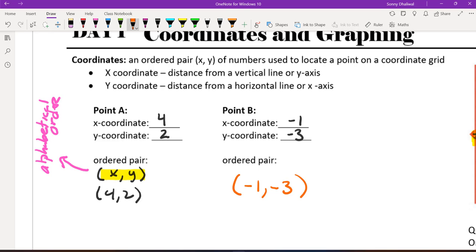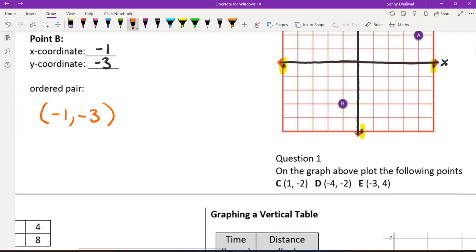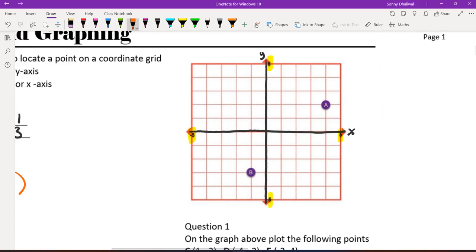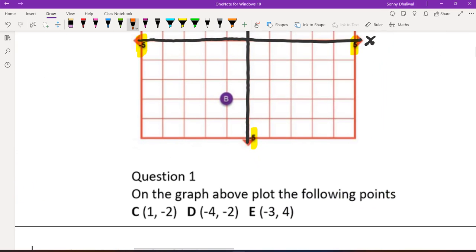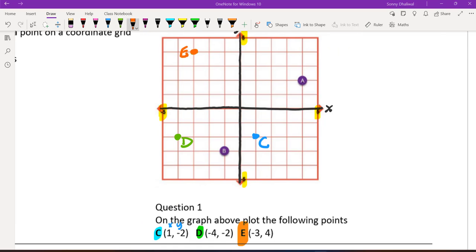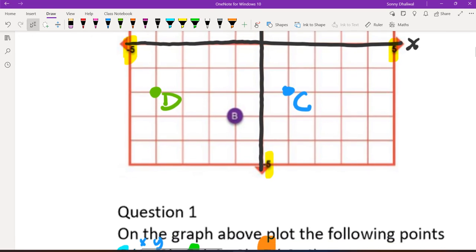Okay? So now I want you to practice this. For question 1, I want you to put 3 points on this graph: C, D, and E. Remember, it goes X, Y. Practice drawing these points and label them C, D, and E. I'll give you a couple of seconds. Okay. Takes a little while to remember how this works, because we haven't been here.